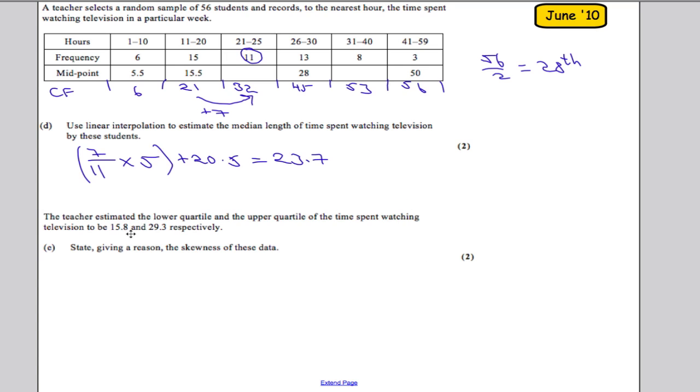Okay, now it says in the next part, a teacher estimated the lower quartile and upper quartile of the time spent watching television to be 15.8 and 29.3 respectively. State, giving a reason, the skewness of the data.